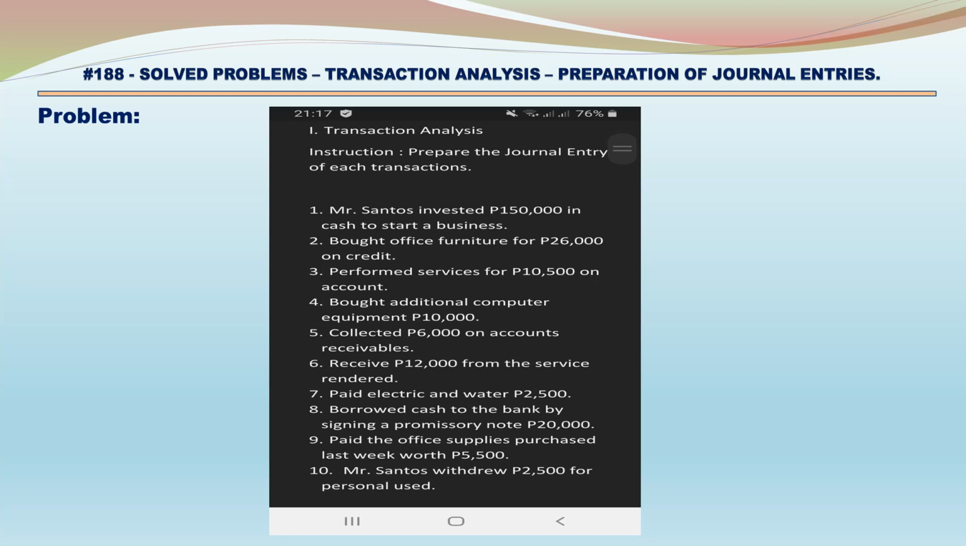6. Received 12,000 from the services rendered. 7. Paid electric and water, 2,500. 8. Borrowed cash from the bank by signing a promissory note, 20,000. 9. Paid the office supplies purchased last week worth 5,500. 10. Mr. Santosh withdrew 2,500 for personal use.